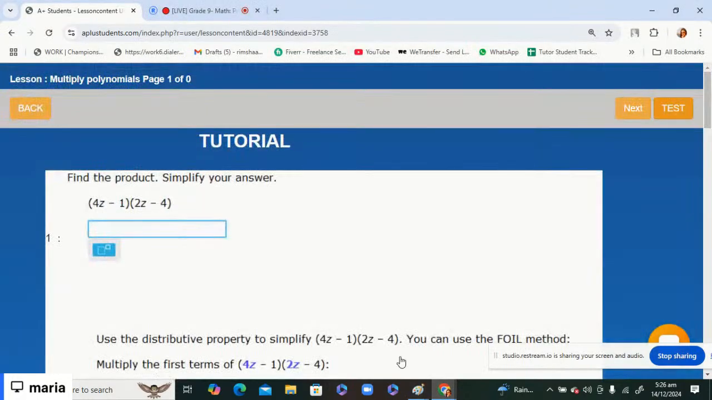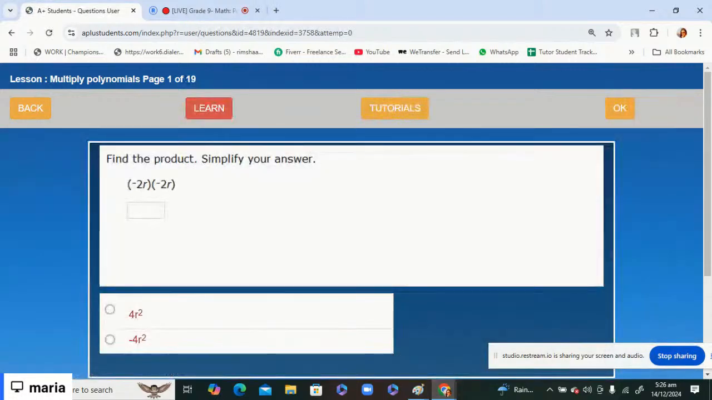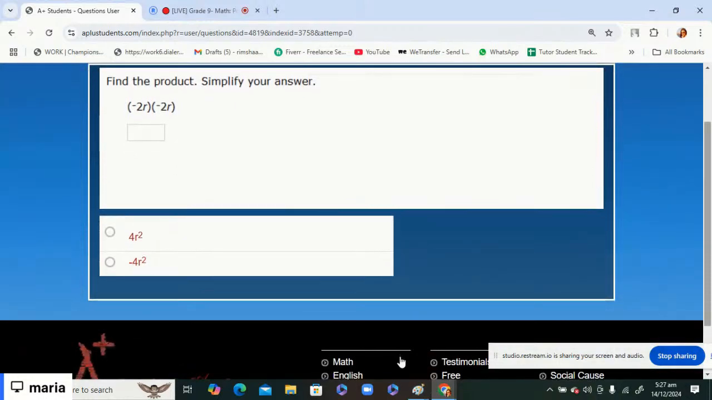Now let's do the test questions. So we are already finding this one. 2 times 2 is 4. R times R is R square.